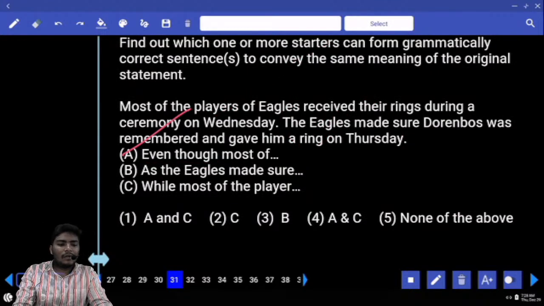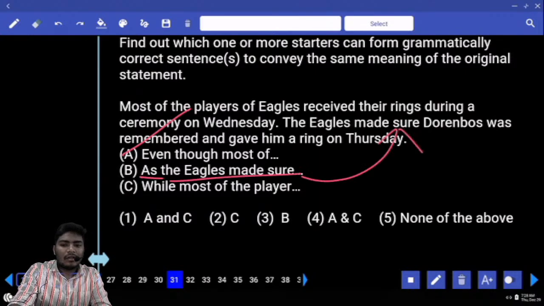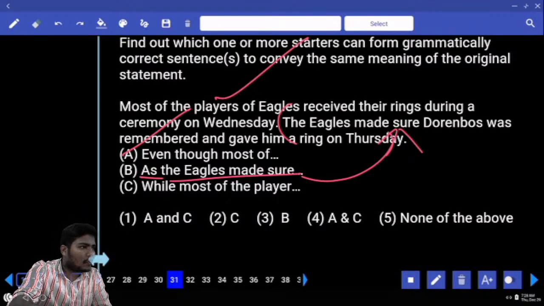Yes. Next one. As the Eagles, when you use "as", what does it mean? "As" is a subordinating conjunction. It shows a reason. As the Eagles made sure, that means this is the reason to get these rings. Can we go for that?